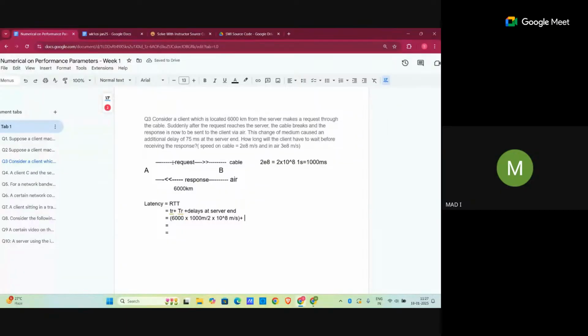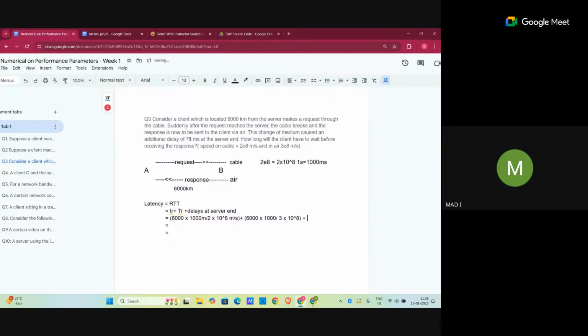while sending the response, now the medium is changed and also there is a delay. So the total response time will be the time to reach the response from the server to the client plus this additional delay. Again, the distance is 6,000 kilometer. We convert it into meter. Divide by, now the speed is 3 into 10 to the power 8. This is also in meter per second.